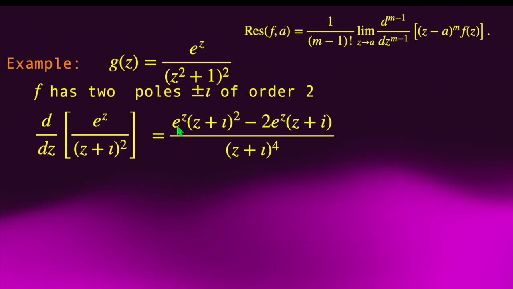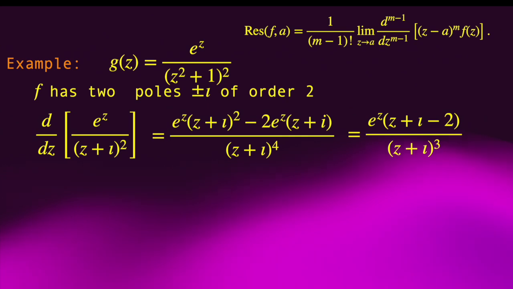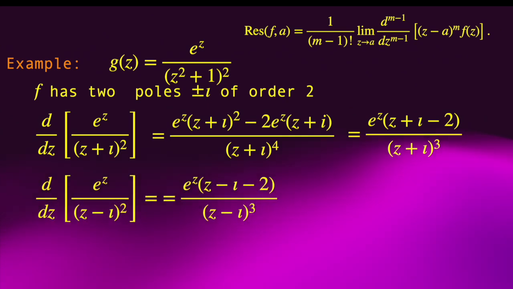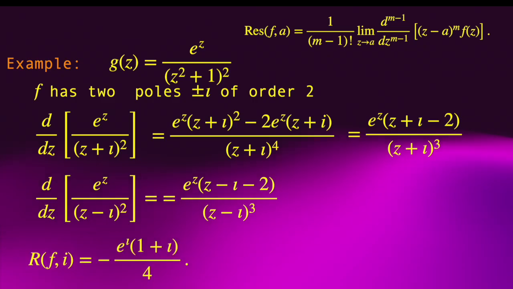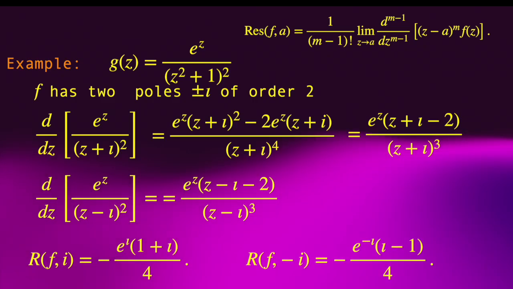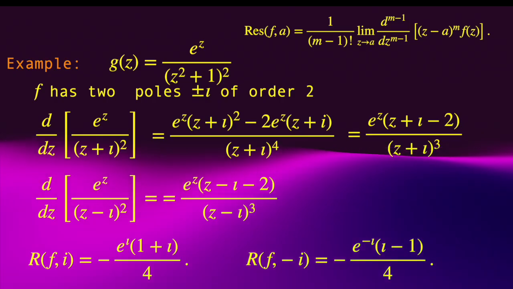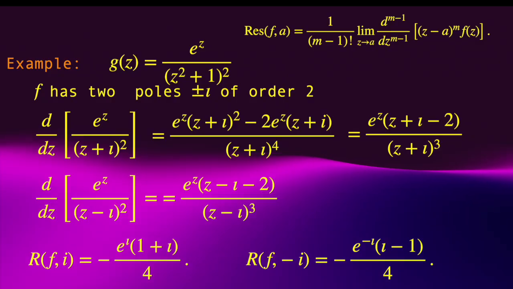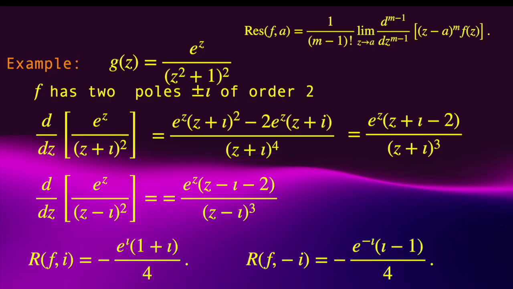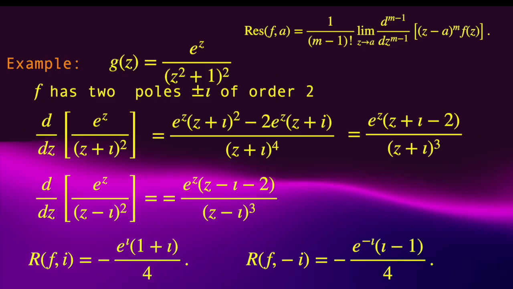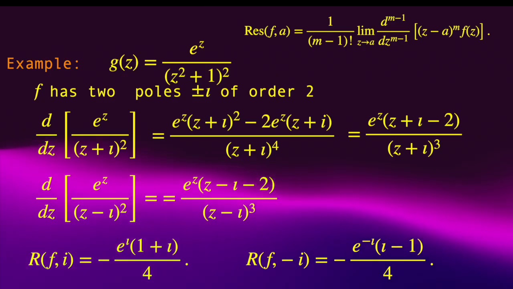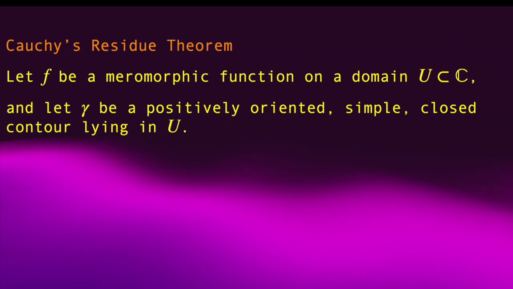The derivative is exponential, so we get this formula, and we do the same for minus i, and we can now compute the residue of this function at i and minus i. Now we have seen what a meromorphic function is and how we can compute the residue of its poles. Now we can give the Cauchy residue theorem.